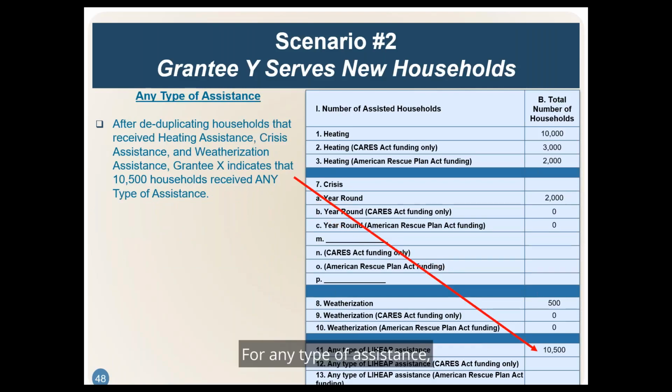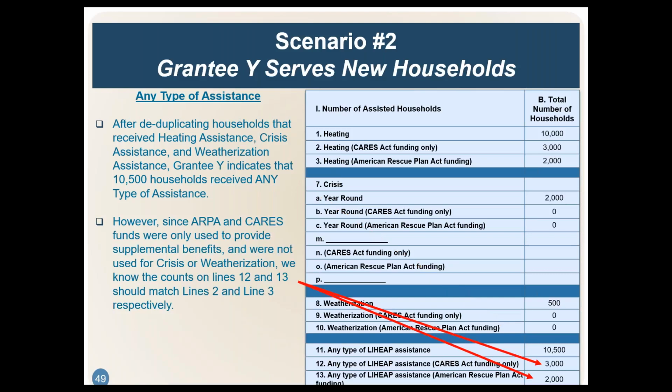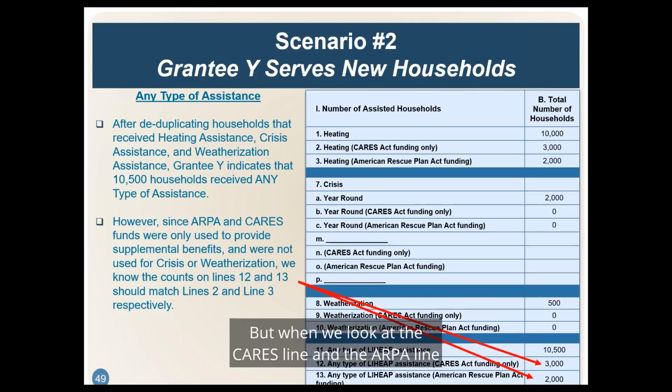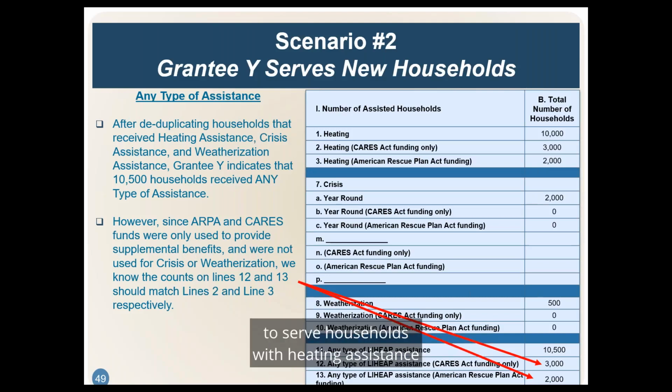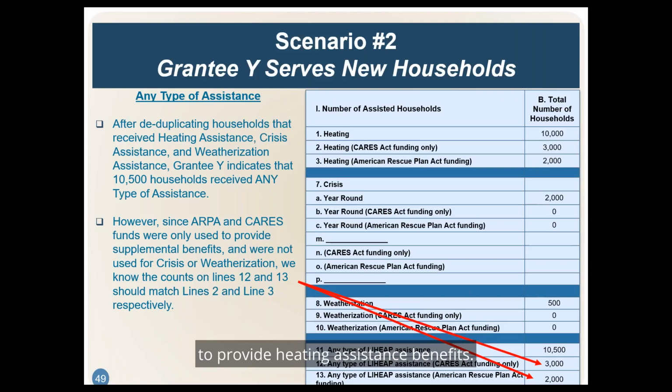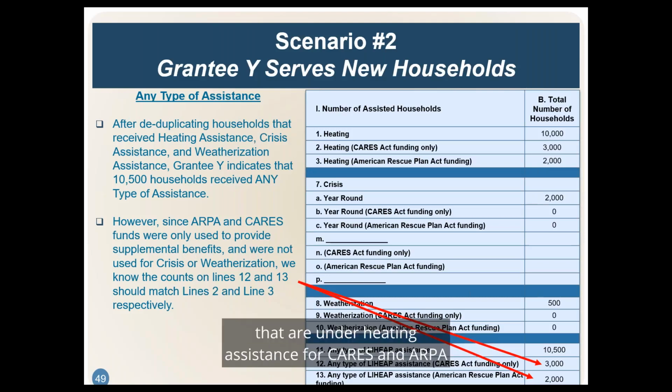For any type of assistance, looking at the number of unique households, this grantee identifies that 10,500 received any type of LIHEAP assistance from any source of funding. But when we look at the CARES line and the ARPA line for any type of assistance, they only used their CARES and ARPA funds to serve households with heating assistance, to provide heating assistance benefits. So we're going to put the same numbers that are under heating assistance for CARES and ARPA under any type of LIHEAP assistance here in this example.